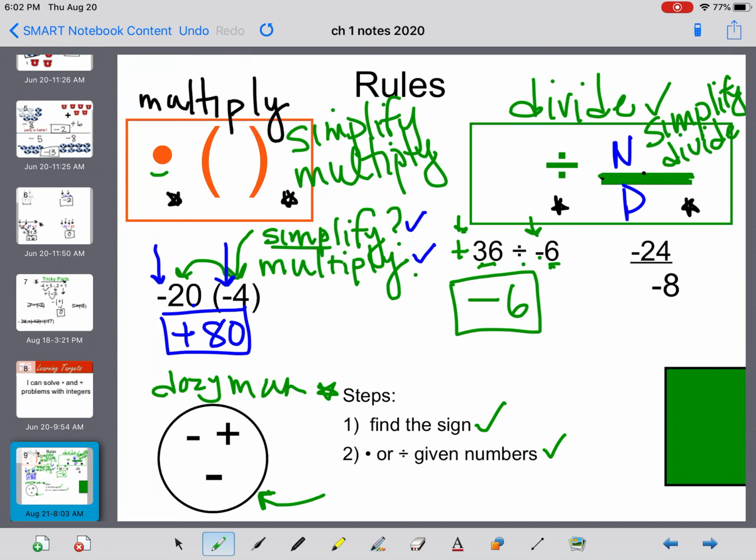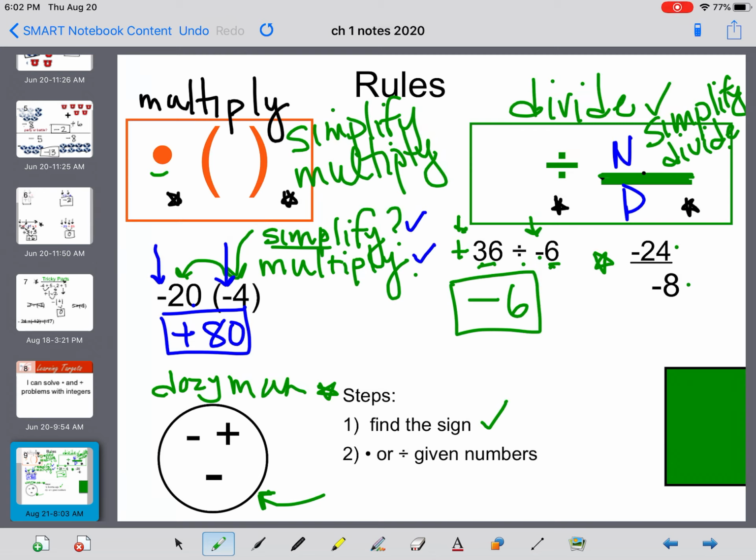Okay, a good idea would be to pause the video and try this one on your own. But I'm just going to go through it really quick. The first thing we want to do is check to see if I need to simplify anything. Well, these are just two numbers, so I don't need to simplify anything. So I can go ahead and divide. What do I want to do when I divide?